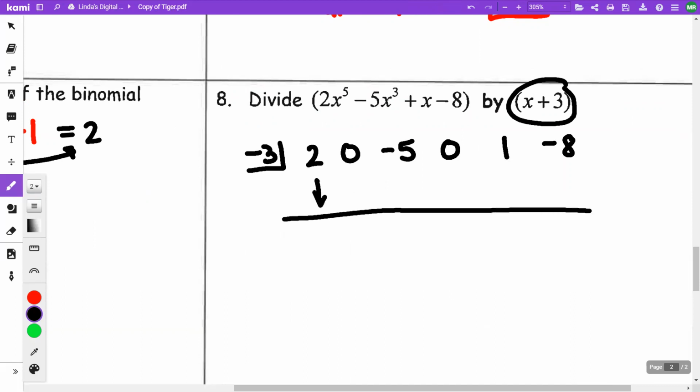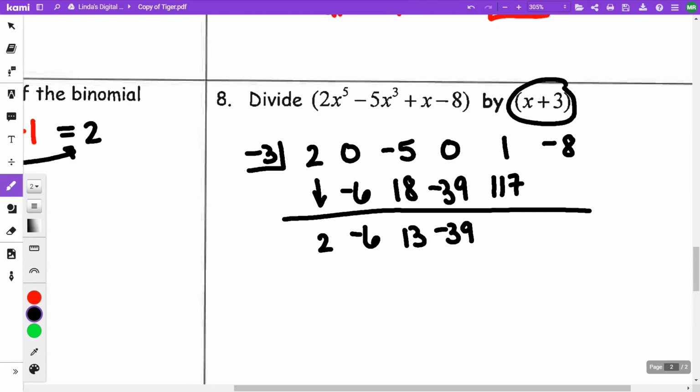Bring this down, I get a 2. Multiply, I get a -6. Okay, add, I get a -6. Multiply, I get an 18, which is a 13. Multiply, I get a -39, which is a -39. Okay, so -39 times -3 is 117, so that's going to be a 118.